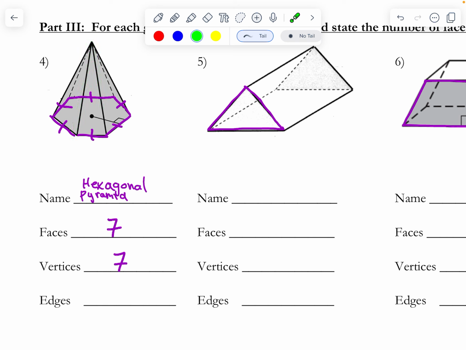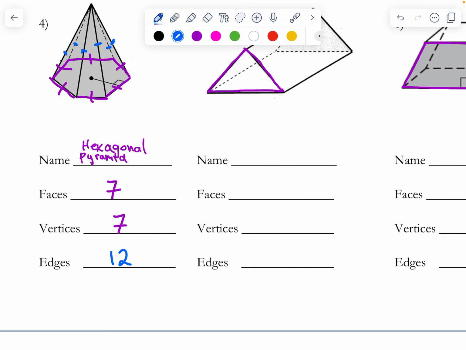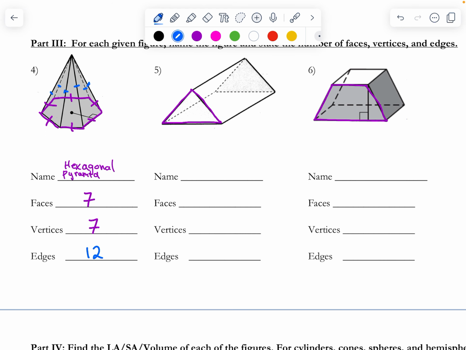And an edge is like the edge of a desk, the edge of my laptop, the edge of my iPad, right? So my edges would be these one, two, three, four, five, six, and that's just for the lateral area. But then I have six more edges on my base. So I have a total of 12 edges. Cool. All right, wonderful.